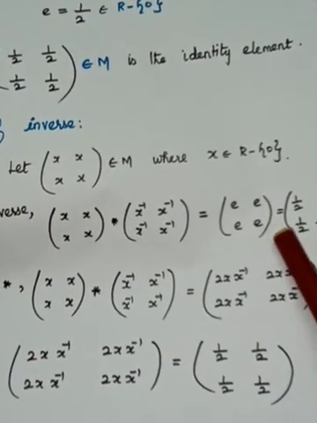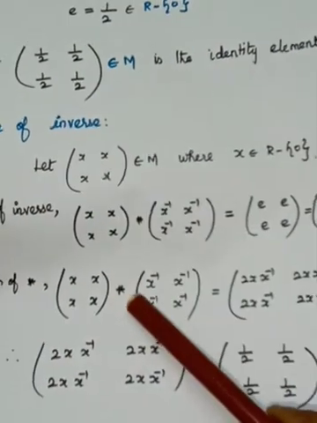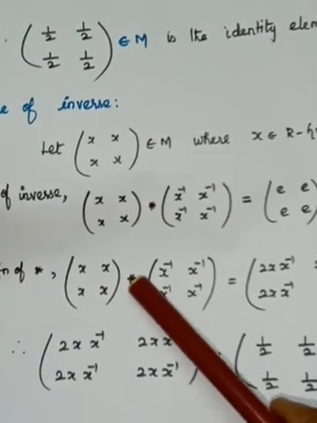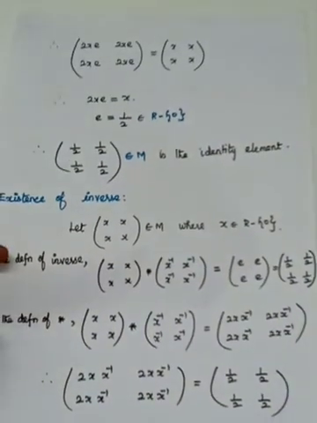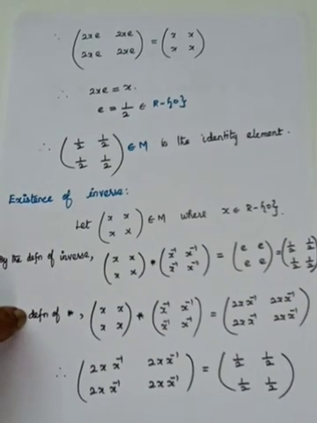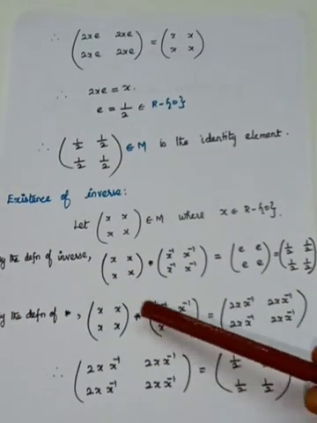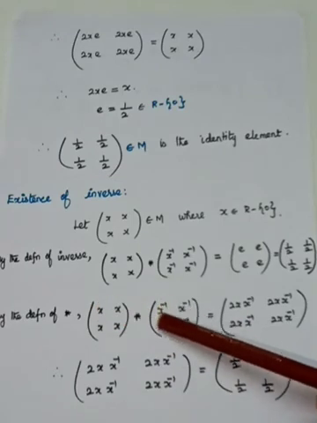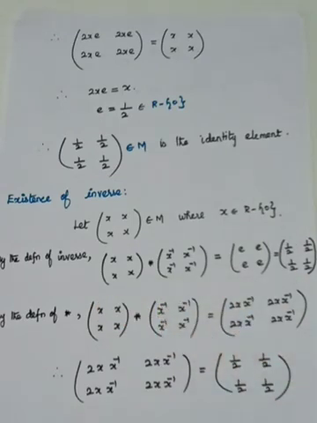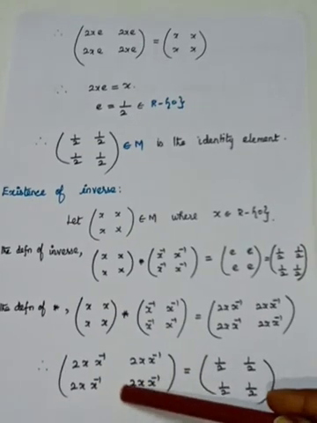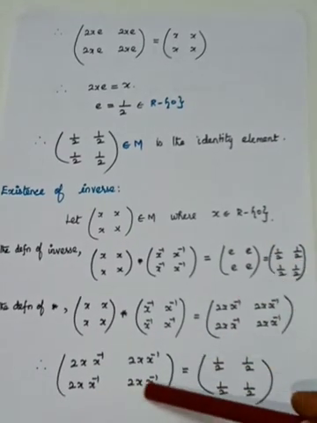So we have taken the same elements. Now you are going to apply the definition of asterisk. What is asterisk? It's a matrix multiplication. So we have to multiply these two matrices. First row, first column: x inverse plus x inverse. So you will get 2x inverse, 2x inverse, 2x inverse, 2x inverse. You see the left side, they are the same. So the right hand side should be equal. Therefore these two right hand side matrices are equal.